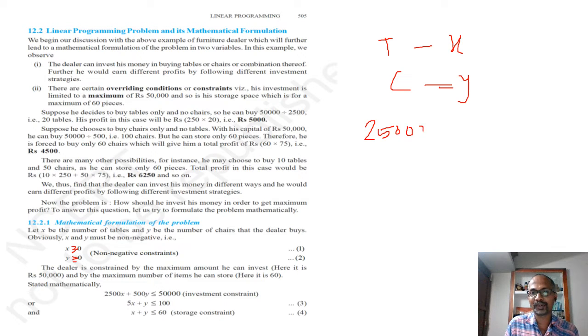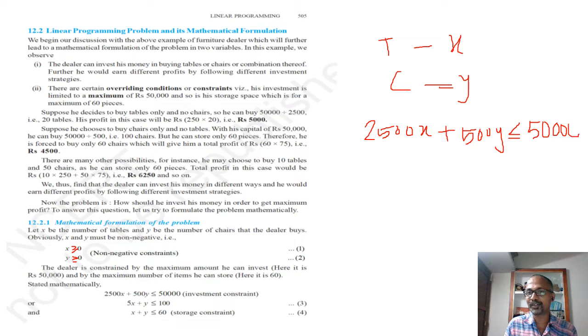So total for tables, x tables we are going to purchase, so 2500 tables plus next is chairs, one chair 500 rupees, 500 into y. This is the total amount he has to invest, 2500x for tables and 500y for chairs. So the total amount is this much, and that should not go beyond 50,000.